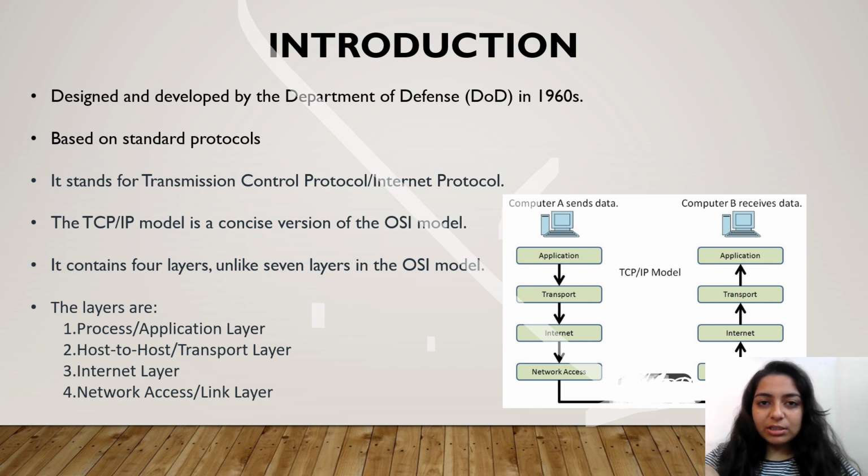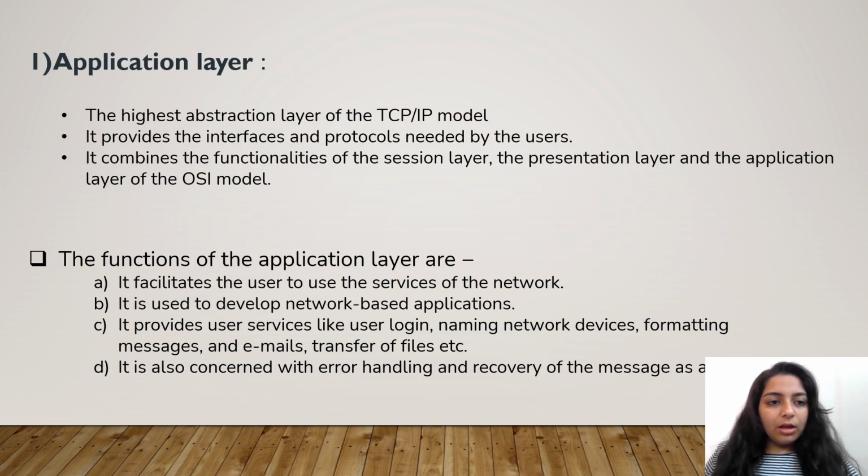In the picture, as you can see, computer A wants to send data to computer B. So according to the sender's end, the sequence of layers is application layer, transport layer, internet layer, and then network access layer. So the first layer is the application layer. The application layer is the highest layer in the TCP/IP model. It provides the interfaces and protocols needed by the user.